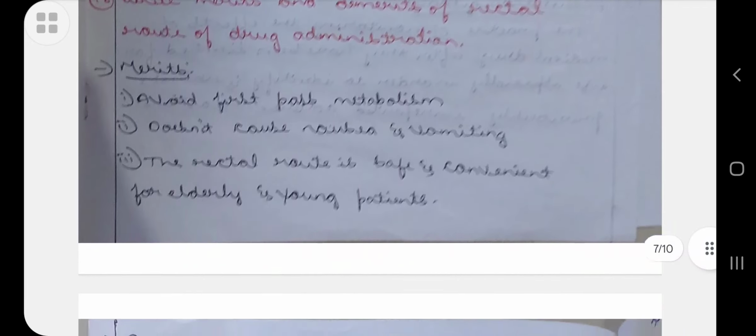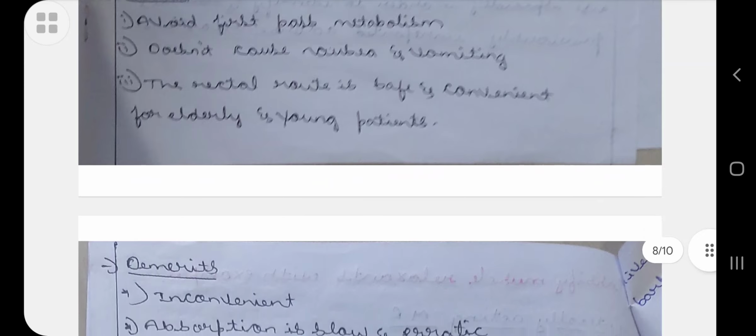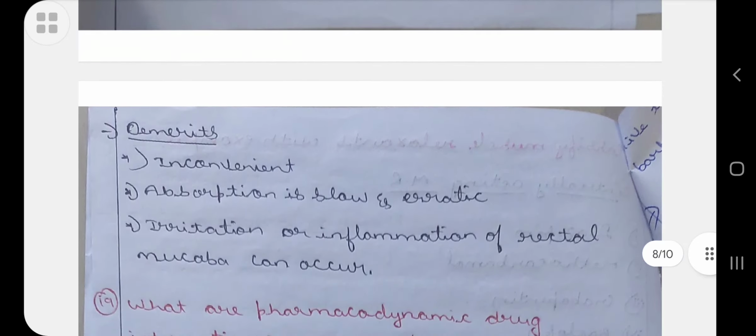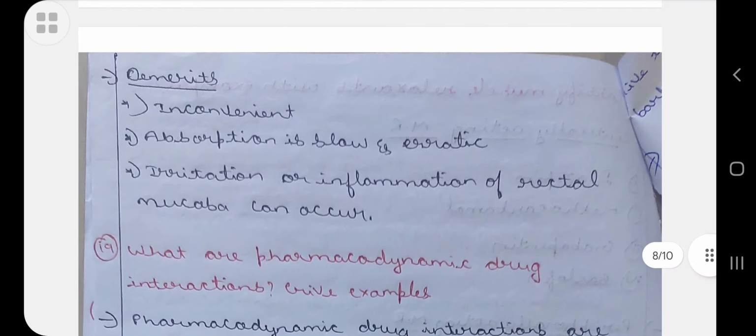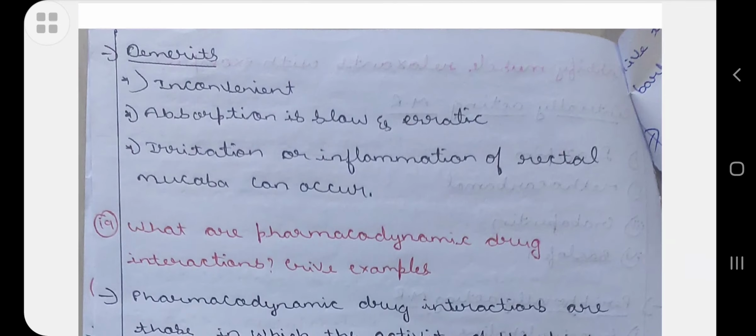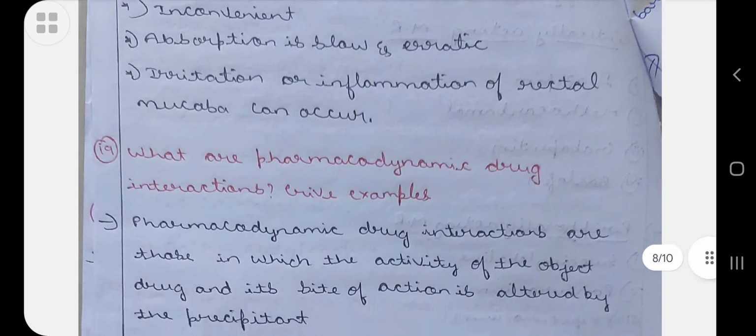Write merits and demerits of the rectal route. Merits: avoids first pass metabolism, doesn't cause nausea and vomiting. The rectal route is safe and convenient for elderly and young patients and also children. Demerits: inconvenient, absorption is slow and erratic, and irritation or inflammation of the rectal mucosa can occur.